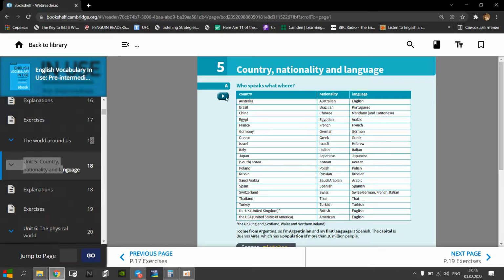Hello everyone, this is lesson 5. It's about the country, nationality, and language from the English Vocabulary in Use pre-intermediate and intermediate level. So let's start.